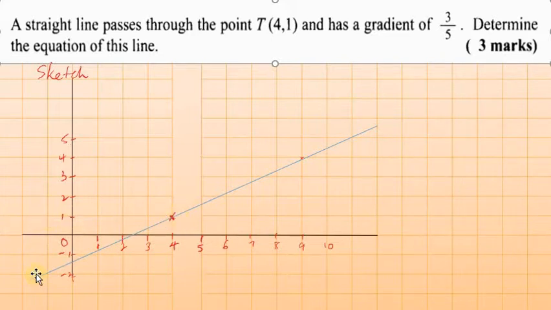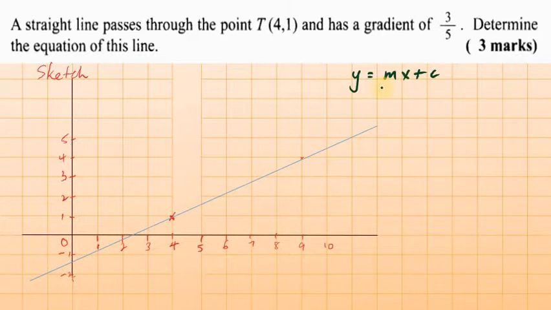So that's a gradient of 3 up and 5 across. That's what this is saying: a vertical change of 3. As you go up 3, you go across by 5. So this is my sketch note. This gradient is positive. And so what I have right now for the input into the equation y = mx + c is this 3/5.